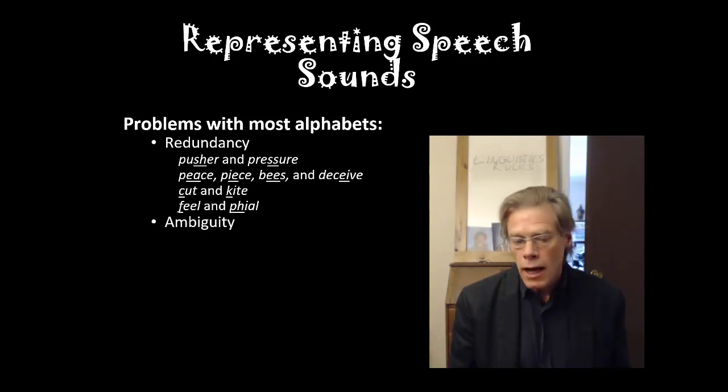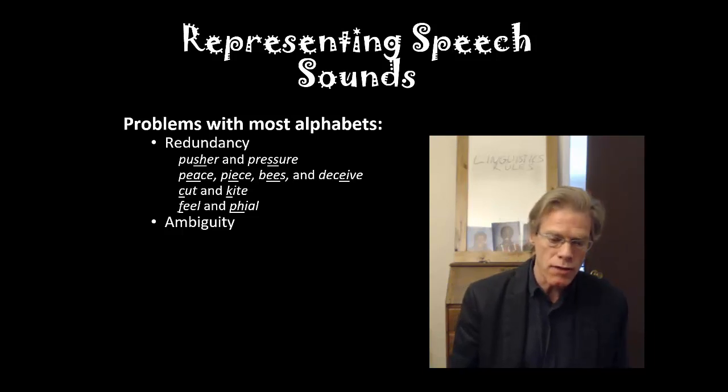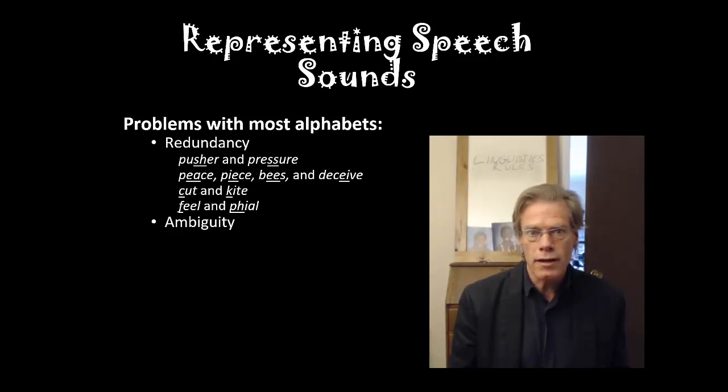Another issue is sort of the inverse of that. It's ambiguity, where the same symbol can represent more than one sound. So for example, in the word cinch, we have that C at the beginning representing an S sound, whereas in the word conch, we have the letter C representing a K sound. And similarly, in cinch, the CH represents a ch sound, and in conch, the CH represents a K sound.